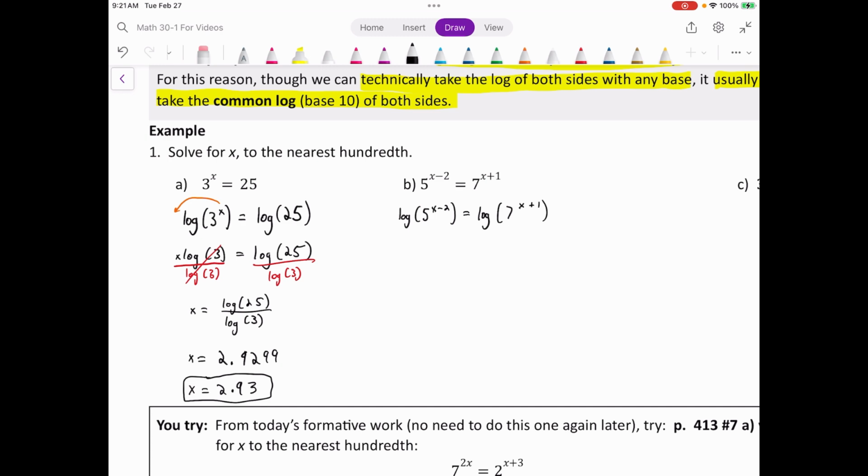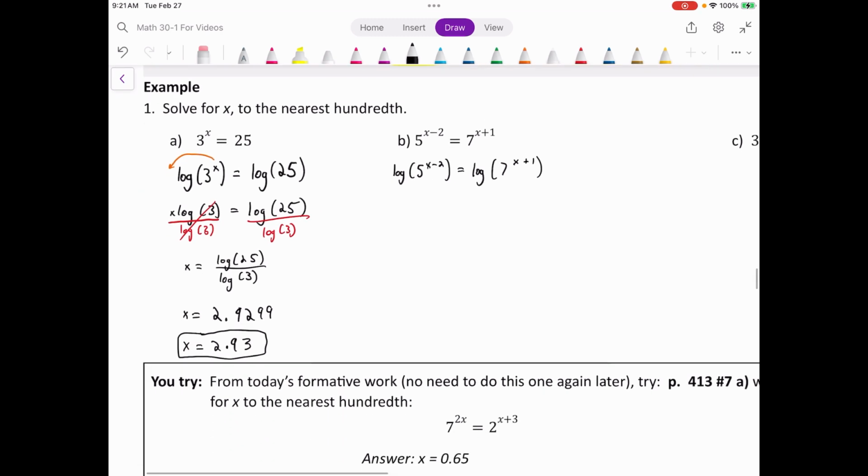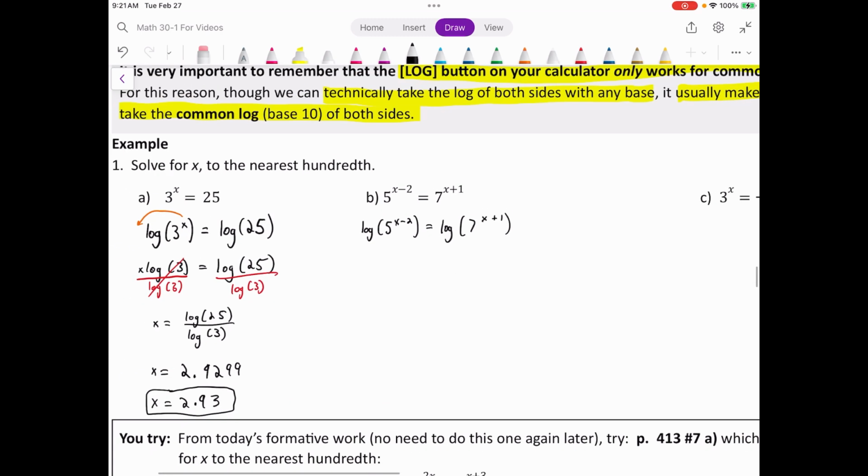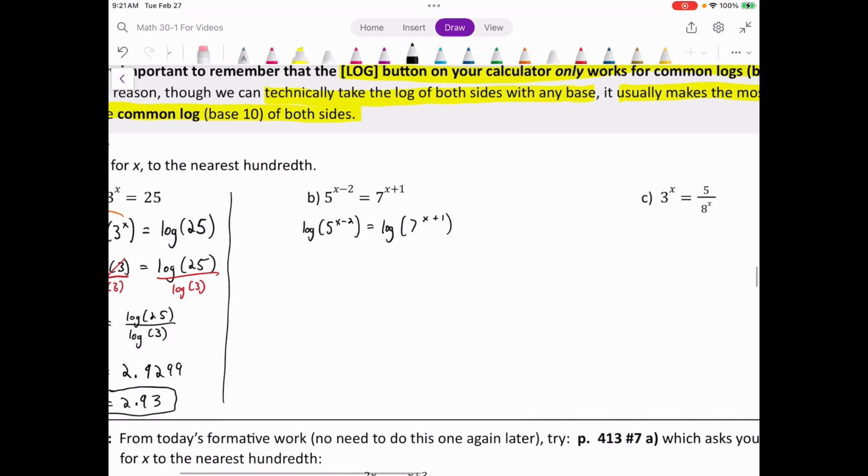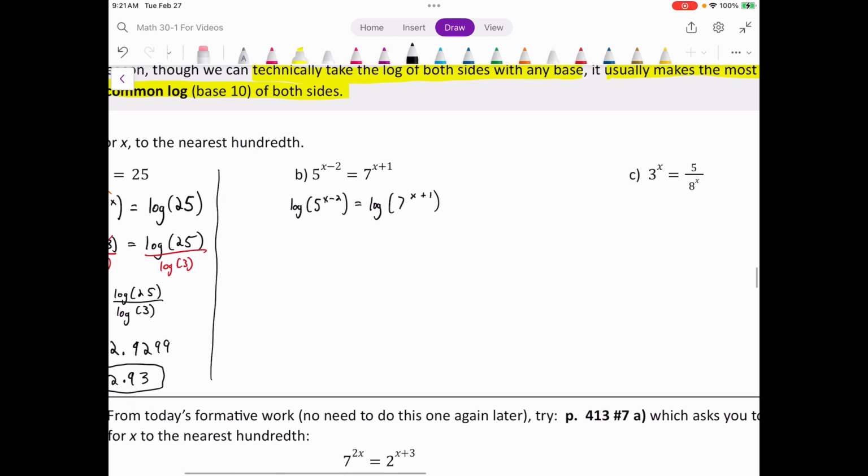Just like when x is being multiplied by something, we divide both sides by that. Okay, here, x is being exponentiated, so we can take the log of both sides. Logs are inverses of exponents.